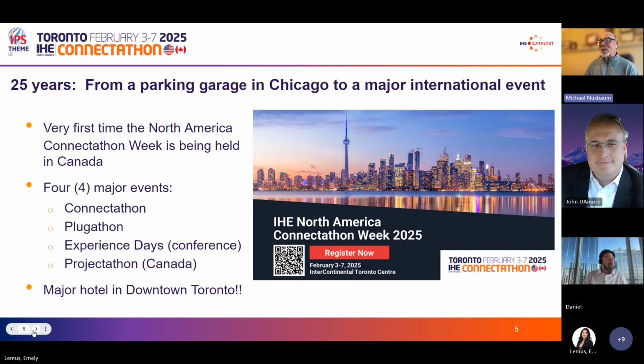So here we are coming to Toronto in February. It is a Connectathon week. There are 4 major events going on during the Connectathon week and a lot of other ancillary events. But the 4 major events are IHE Connectathon testing, IHE Plugathon, the IHE Experience Days Conference, and an IHE Projectathon, or a Pan-Canadian Projectathon, taking that interoperability to a localized environment in Canada. Daniel will cover the details of all these 4 events.